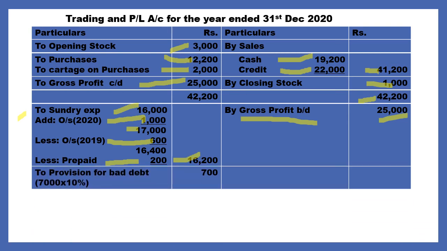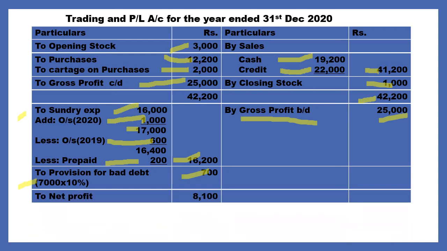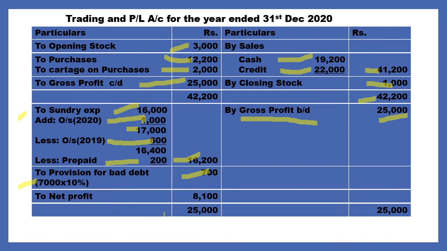Next, provision for bad debts or doubtful debts. 7,000 is the closing balance of debtors. 7,000 into 10%, 700 rupees. Next, total comes to 25,000 and balancing figure to net profit 8,100 to be transferred to balance sheet.